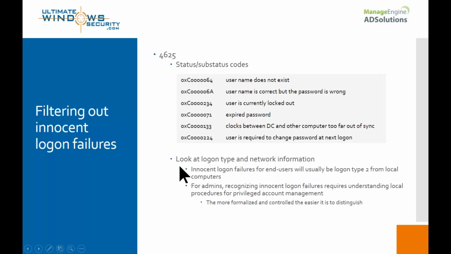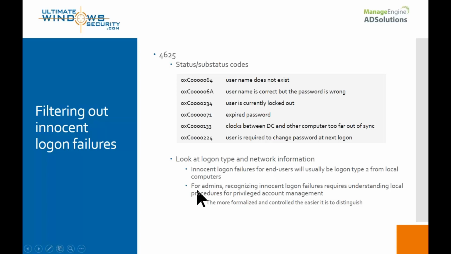To help determine if it's really innocent or malicious, you need to think about things like this. For end users, typically the point at which the logon fails is on a logon type 2. So they're trying to log on to their local computer with their domain account. Okay, so that's usually when you see an innocent logon failure. It's going to be logon type 2. The computer in question is an end user's workstation.